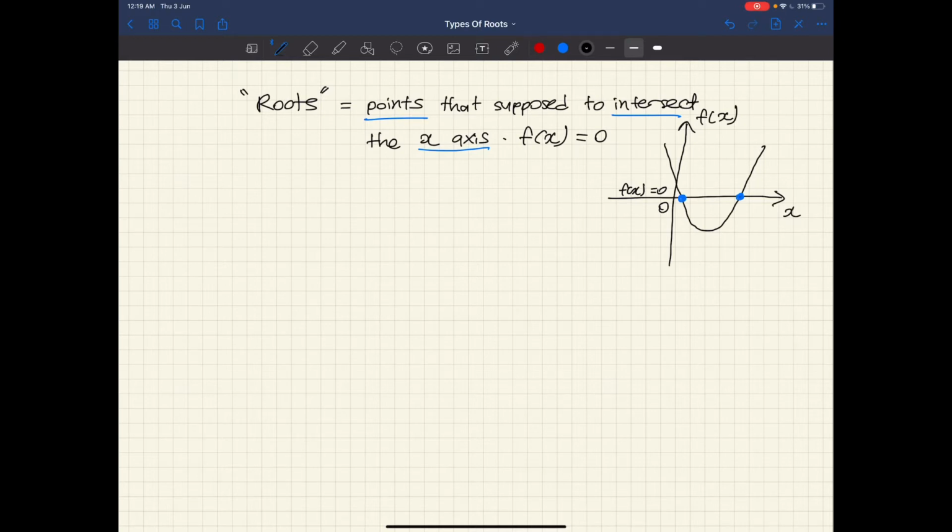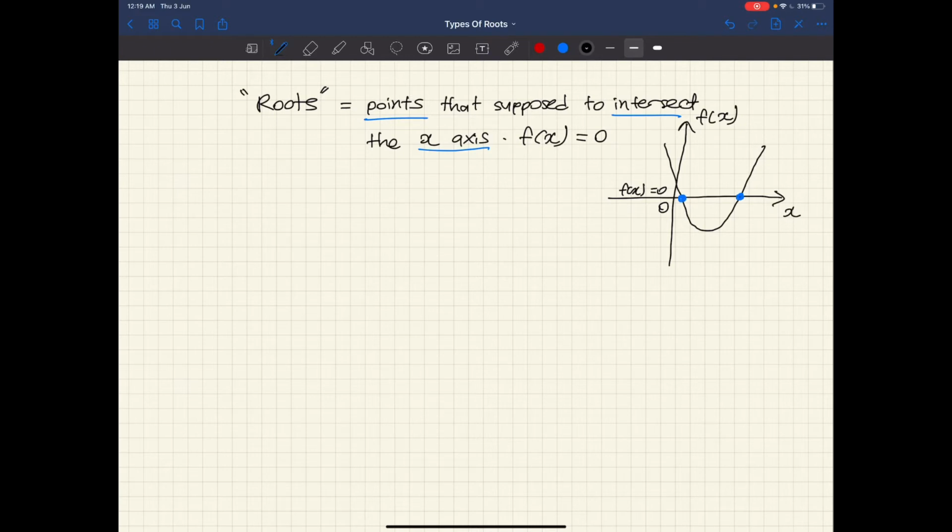Alright, so in this case we have two roots. Two real roots, and both of the roots are different. They are not the same. They are different numbers, obviously, because they are at different locations. So here we call it two real and distinct roots. Alright, this is one of the types, just to give you a flavor. So let's start with our first example.